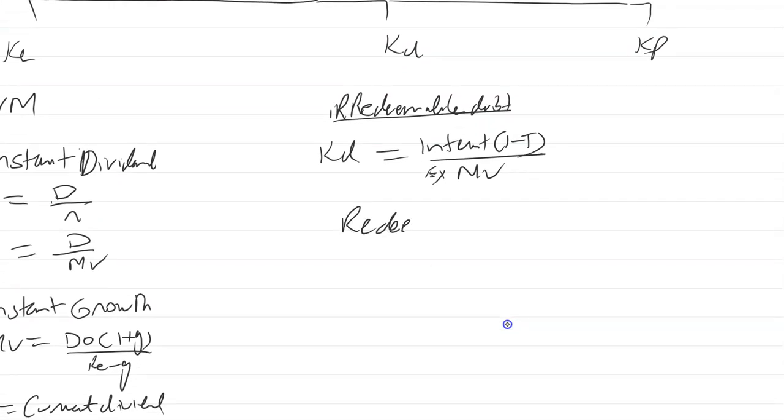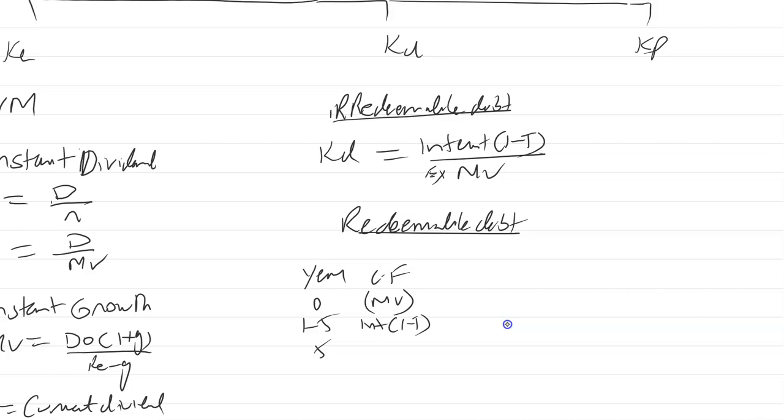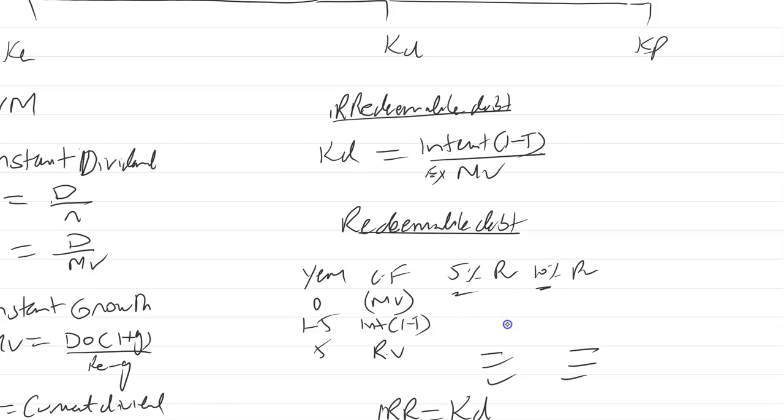How to calculate redeemable debt? For redeemable debt, you have to make a table, for example, of 5 years. Put the market value in a negative number, write the interest every year, take its after-tax value, and in the last year it will be the redemption value. Discount these cash flows with two random rates, like 5% and 10%. Now you have two rates and two NPVs. Calculate the IRR. That IRR will be equal to the KD.